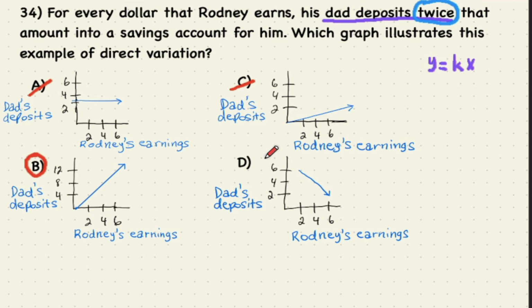And then of course we see that D has no correlation to what we're looking for here, because in this case it's just going down. Okay, and so that's not what we're looking for, because remember, the account is going to increase, not decrease, if his dad gives him twice the amount that he earns. Okay, so let's go ahead and move on to number 35.